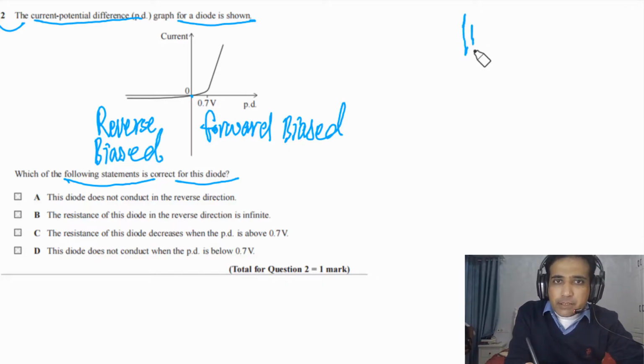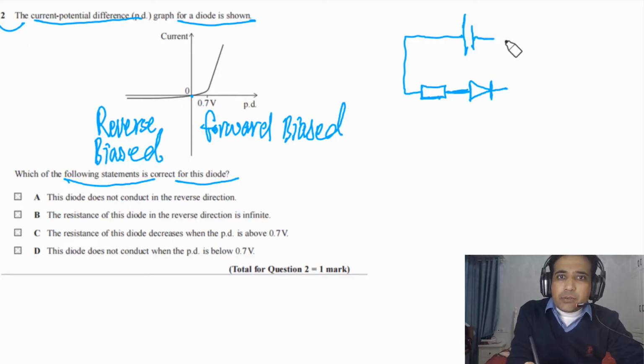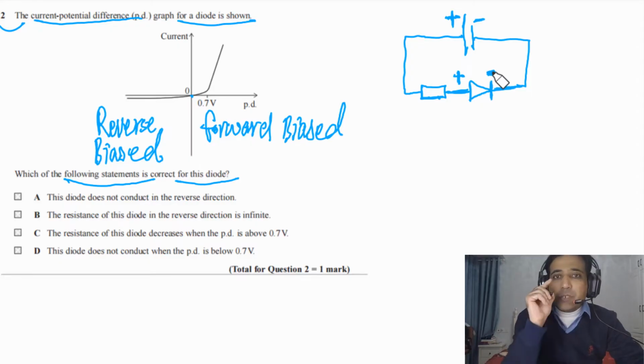Now if we sketch a circuit, simply we can draw a circuit like this. We can attach one safety resistor. Always when we connect a diode in the circuit, we always connect one safety resistor. So this is one very simple circuit. In this case you can see this is the positive terminal of the battery and this is the positive side of the diode, this is the negative terminal of the battery and this is the negative side of the diode.